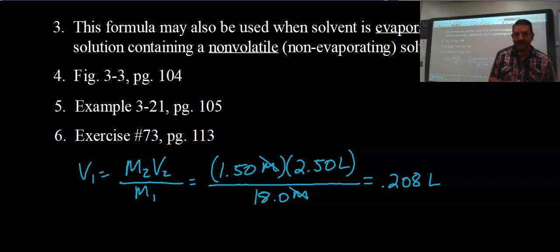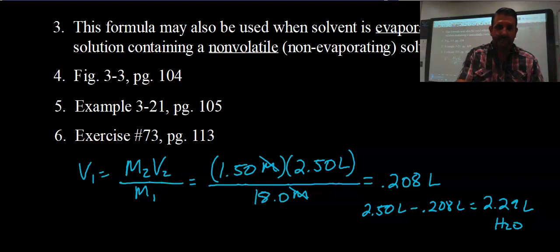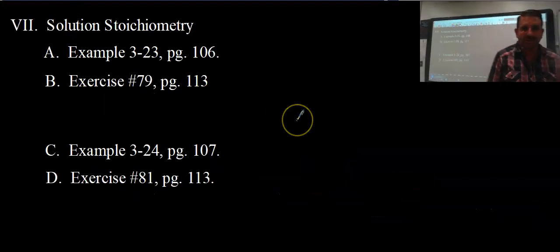So let's add to this. How much water would you need to add this acid to? Go ahead and do that calculation, please. So the total volume of the solution is 2.50 liters. Of that, we calculated 0.208 liters would be the sulfuric acid. So you'd have to add that to, rounding for sig figs, 2.29 liters of water.